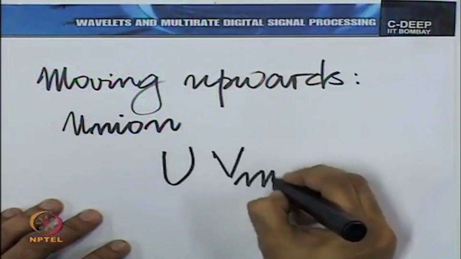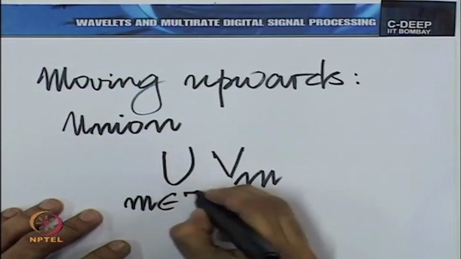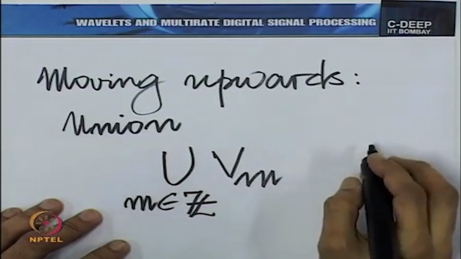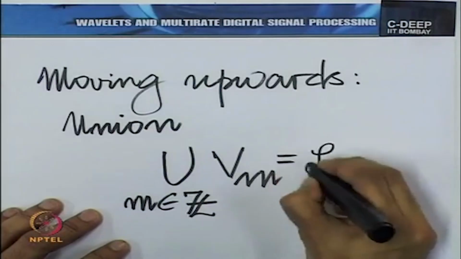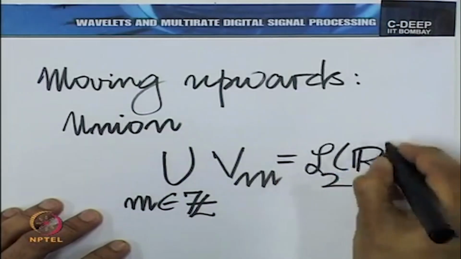So, we need to use the notation that is appropriate in the context of sets, namely union. So, when we take a union of two sets, and if one set is contained in the other, we are automatically taking the larger set. So, moving upwards is attained by using union. In other words, we are saying the union of V m, m over all the integers, should almost be L 2 R. Now, that is where the little catch is.